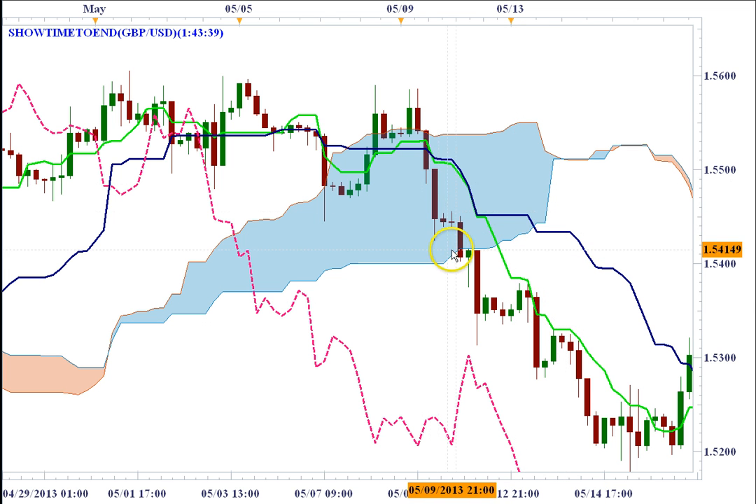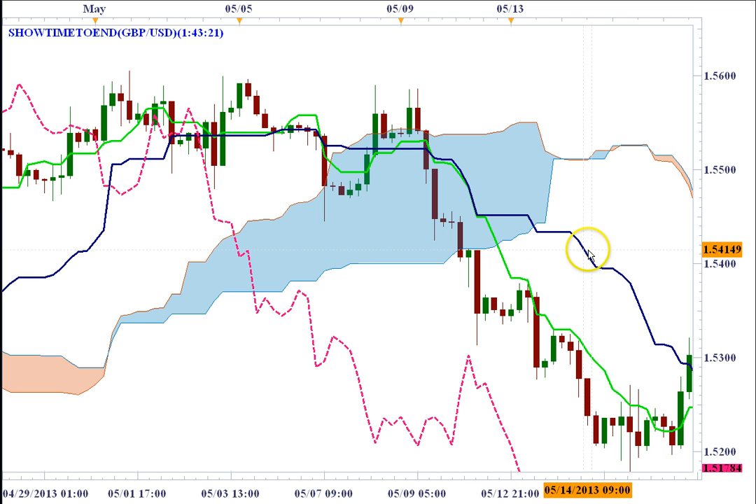When I'm trading a breakout myself, I don't need these. I don't look at them. I don't need to know if they're crossing or not. Usually if the price is breaking out of a cloud, these are going to be crossed over already to the way that you want to go.